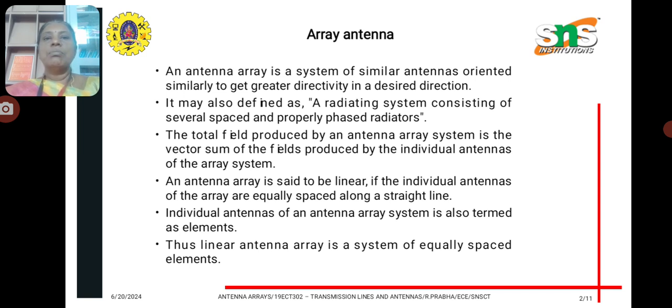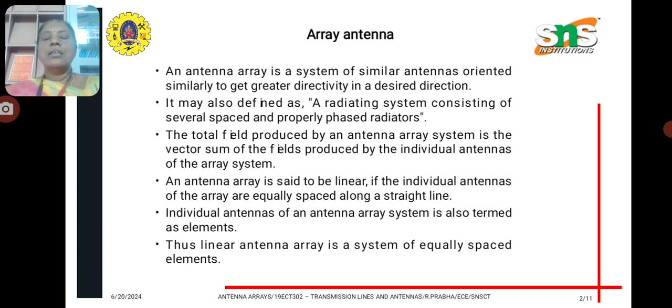It is a system of similar antennas oriented similarly to get greater directivity in a desired direction, and it may also be defined as a radiating system consisting of several spaced and properly phased radiators. So the total field produced by an antenna array system is the vector sum of the fields produced by the individual antennas of the array system.